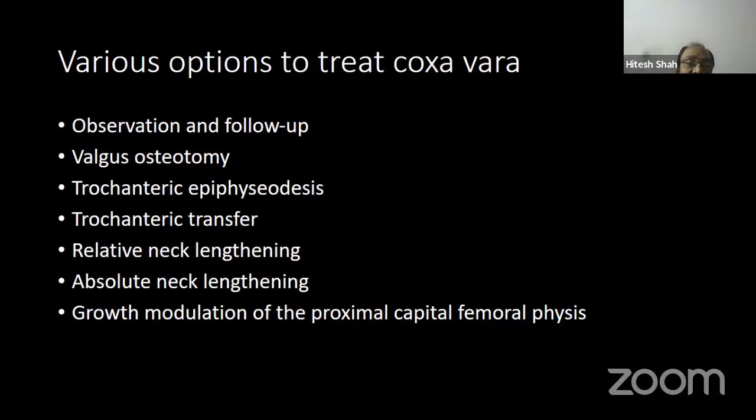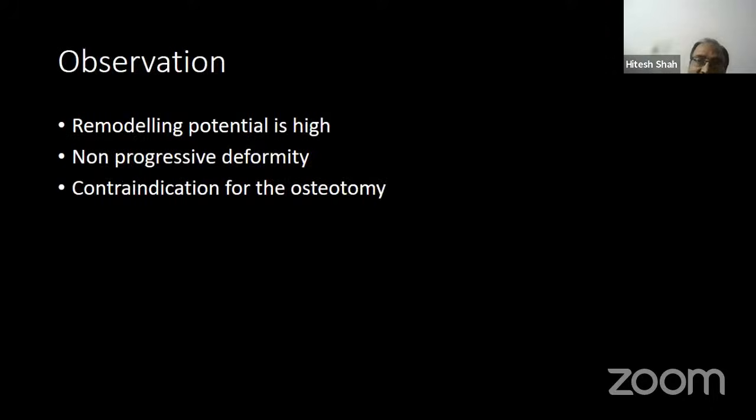When the child is younger than around 8 to 9 years it works; it would not be effective beyond 12 years of age. If the child is an adolescent with established greater trochanteric overgrowth, we can do trochanteric transfer or relative neck lengthening or absolute neck lengthening. I'll discuss those points: absolute neck lengthening, relative neck lengthening and trochanteric transfer, all three for greater trochanteric overgrowth. Or we can do growth modulation of the proximal femur epiphysis. That is a recent advance in the correction of Coxa Vara.